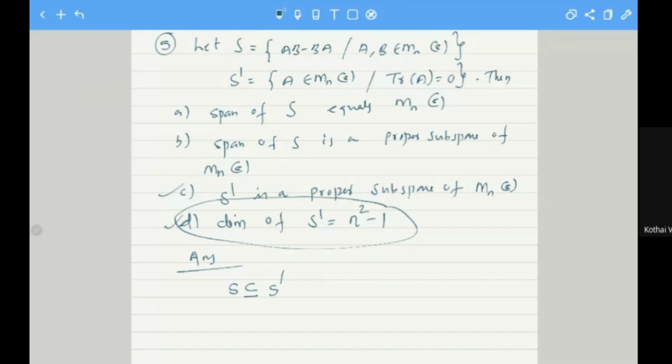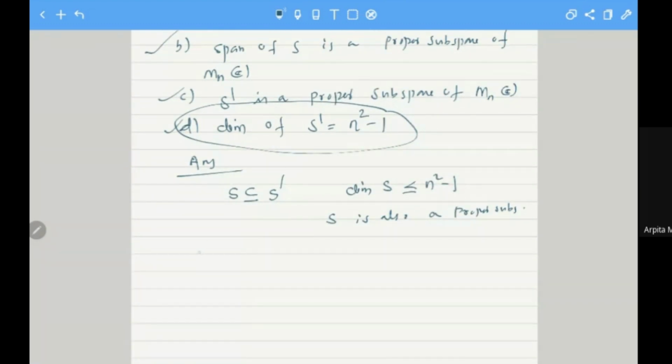S prime has dimension n square minus 1. So S will also have dimension less than or equal to n square minus 1. So the dimension of S is less than or equal to n square minus 1. So S is also a proper subspace, right? Yes, sir. This is wrong. This is correct, right?